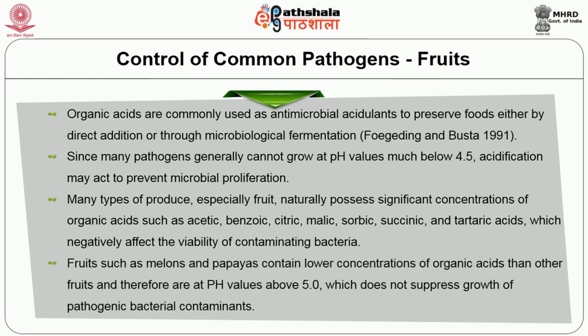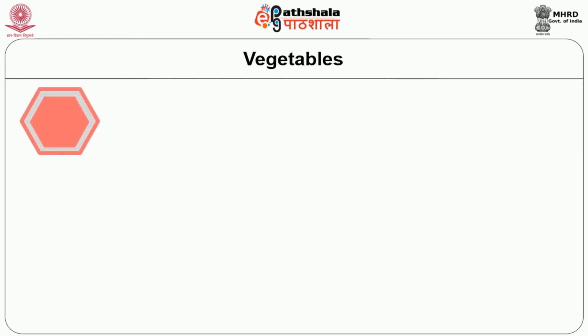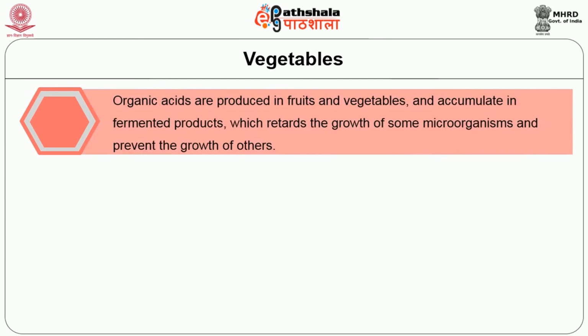Fruits such as melons and papayas contain lower concentrations of organic acids than other fruits and therefore are at pH values above 5, which do not suppress the growth of pathogenic bacterial contamination. The next is vegetables. The organic acids are produced in fruits and vegetables and accumulate in the fermented products, which retards the growth of some microorganisms and prevents the growth of others.